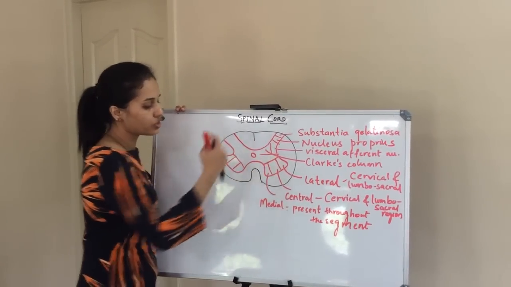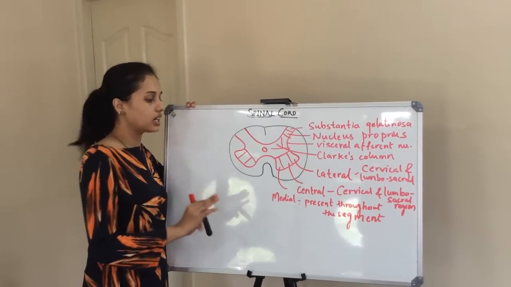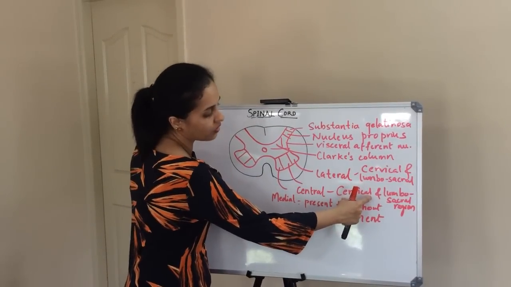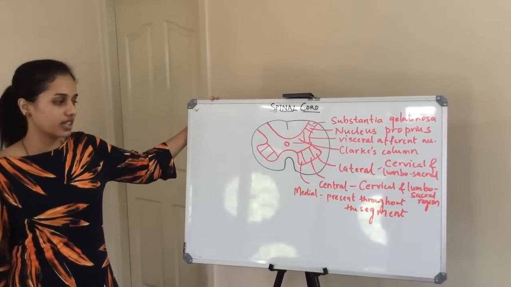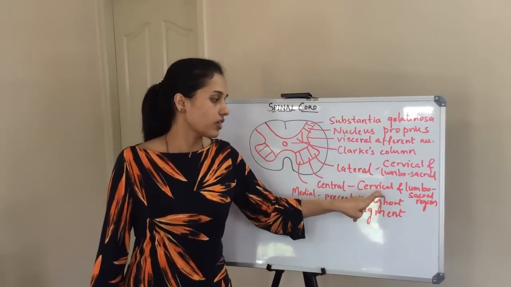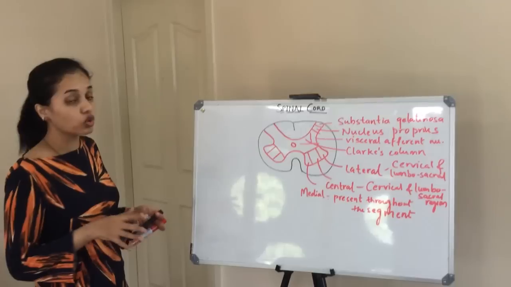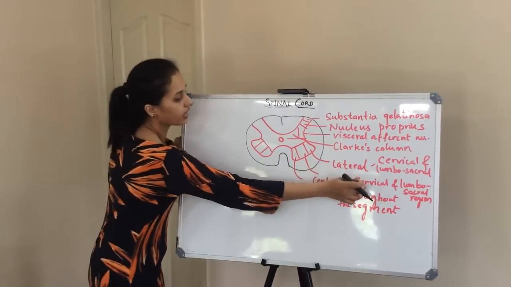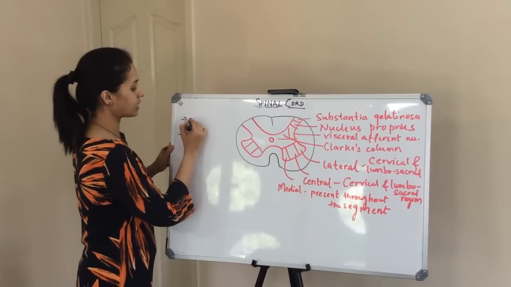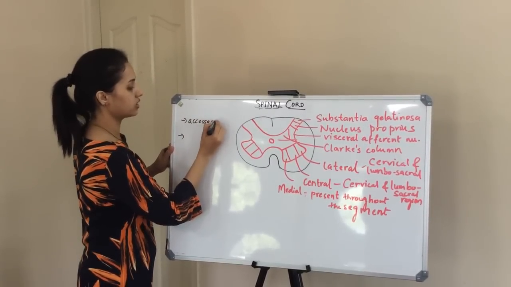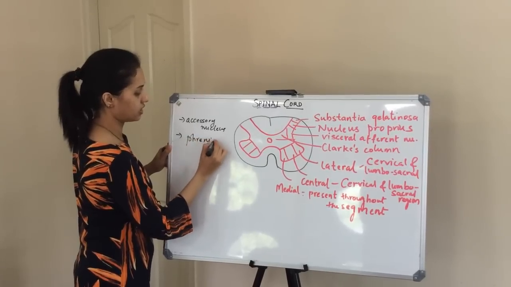Then coming to the central group, which is minimal in amount, basically present in some of the cervical region and in the lumbosacral region. They are not present throughout the segments. They are mainly seen at the cervical and lumbosacral region. These central groups have groups of cell bodies, especially at the cervical region. There are two nuclei, called the accessory nucleus and the phrenic nucleus.